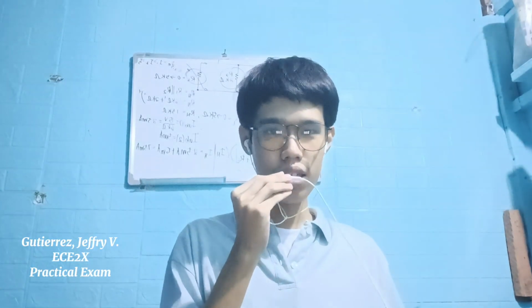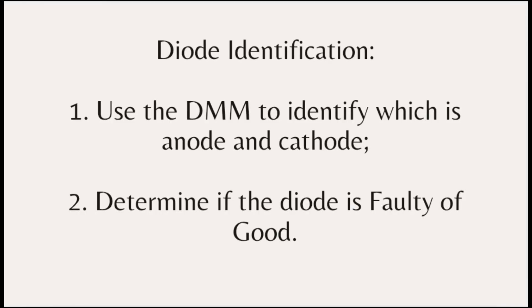We're here to conduct and explain the experiments from last Tuesday. It will be the diode identification and half-wave rectifier circuit. So, let's begin. In this video, I'll begin by demonstrating how to identify the terminals of a diode and check whether the diode is functioning properly. This is an essential first step before using the diode in any circuit.